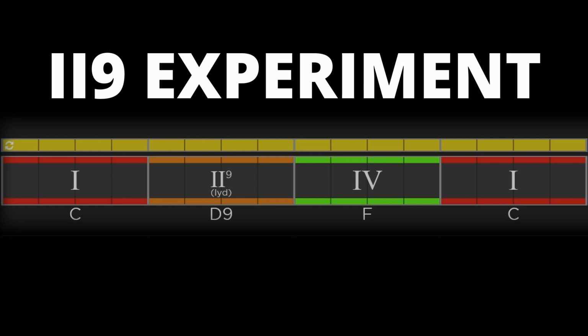You can experiment beyond 1, 4, and 5 dominant ninths if you would like. The key to songwriting is experimenting and using ideas that sound good to you. Trust your ear. For example, you could change the 2 chord to a dominant ninth to create an interesting sound.